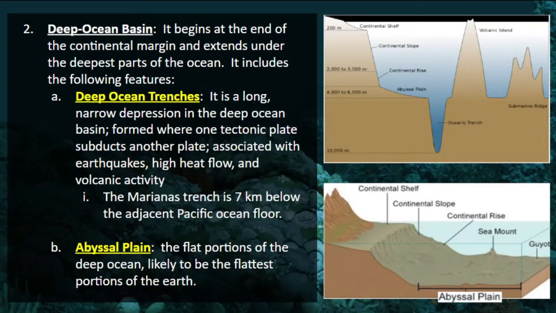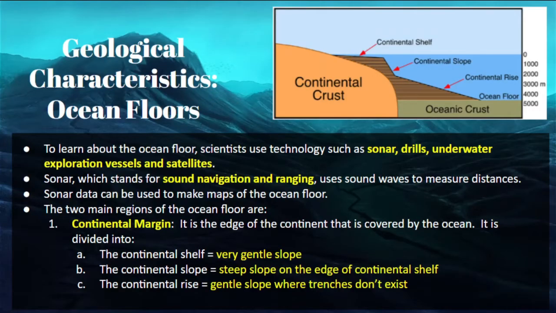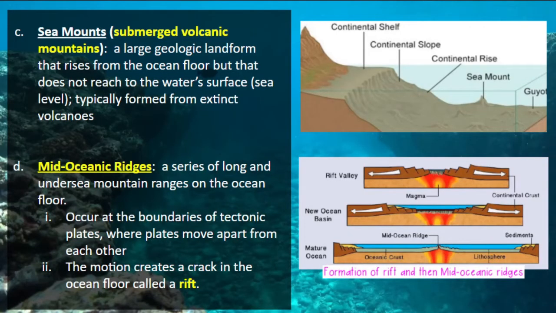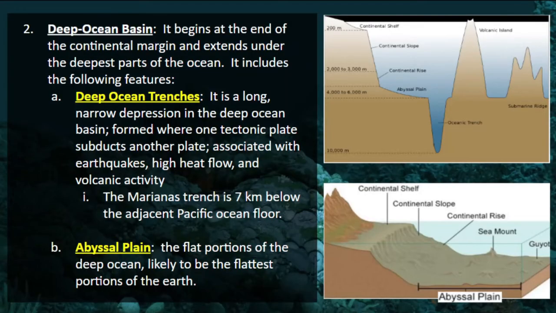The second region is the deep ocean basin. Okay, so you had the continental margin, and now you have the deep ocean basin. And this, again, is the deepest parts of the ocean, and it includes 4 main features: the deep ocean trenches, abyssal plain, seamounts, and mid-ocean ridges.